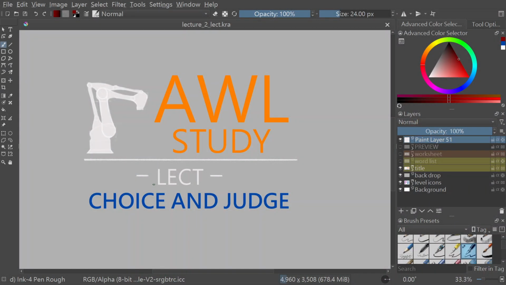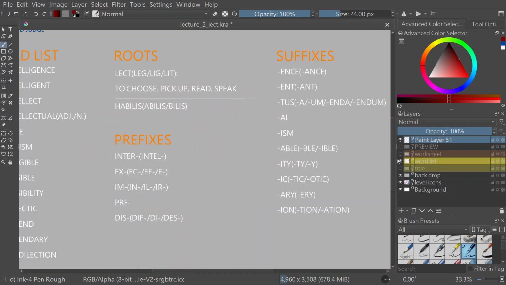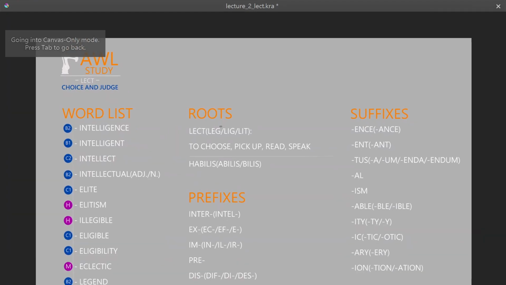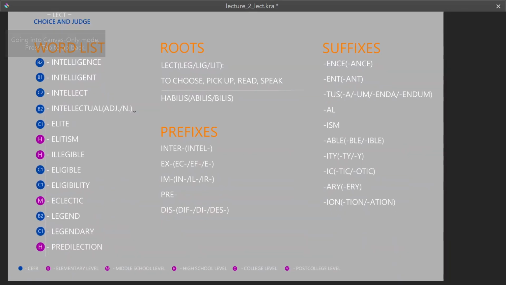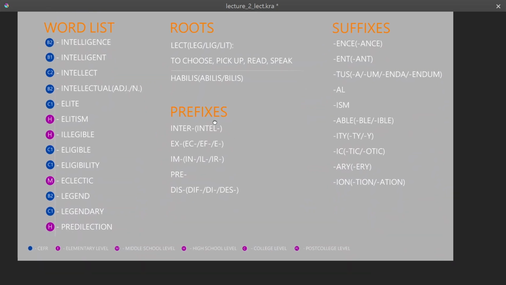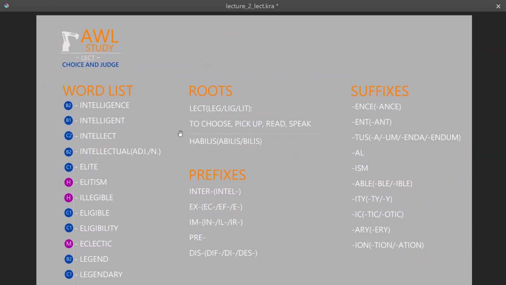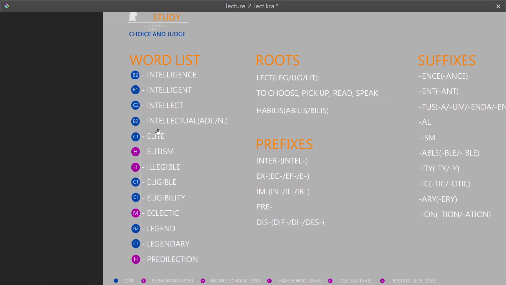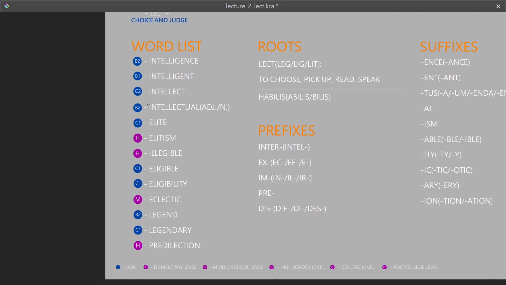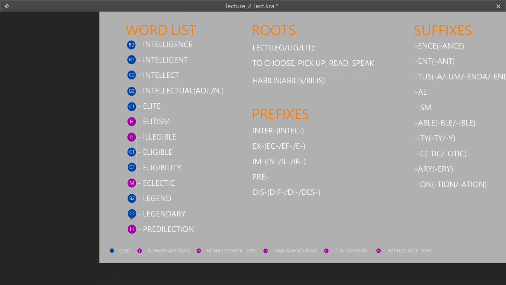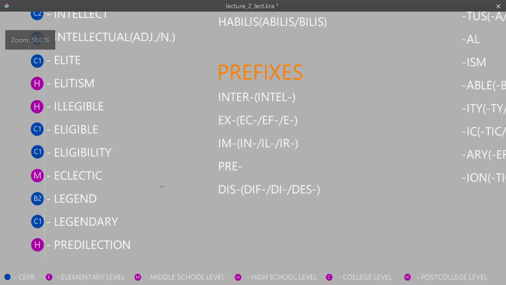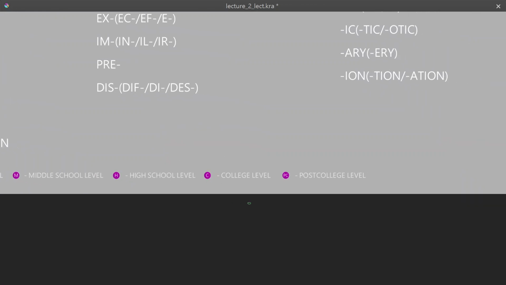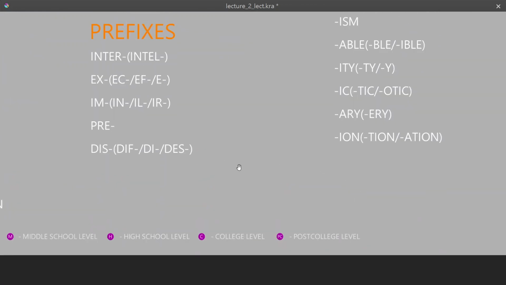This is Frank speaking. So now we have some words that share the roots, collecting variants. And we have some prefixes and suffixes that are combined with these roots to form these words. And these words are labeled with either CEFR levels or general academic levels, namely elementary level, middle school level, high school level, college level, and post-college level.